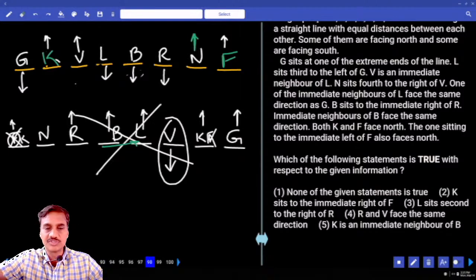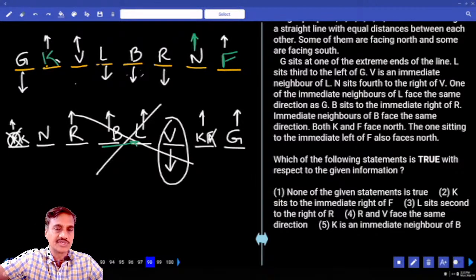Then 98, which of the following statements is true with respect to the given information here? K sits to the immediate right of F or no? Is K to the immediate right of F? No. And next one, L sits second to the right of R. L is seated second to the right of R is definitely true. And so what is your answer?